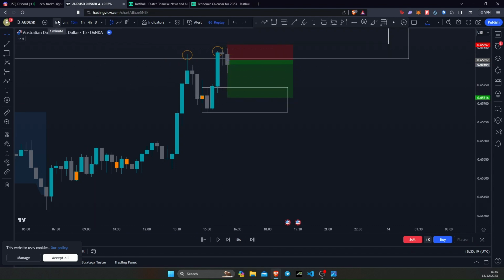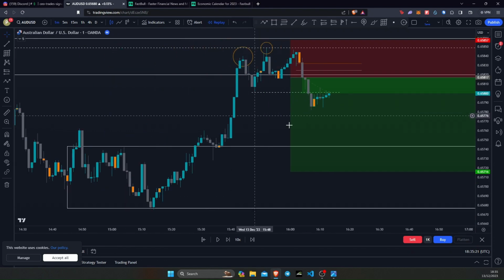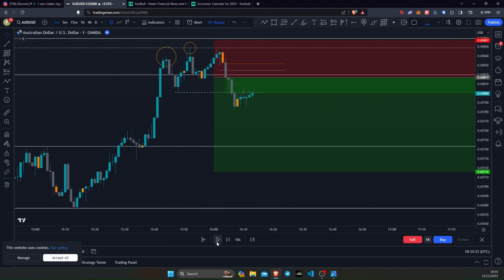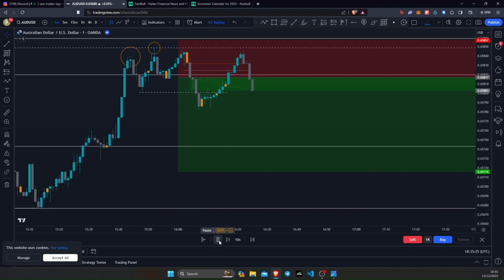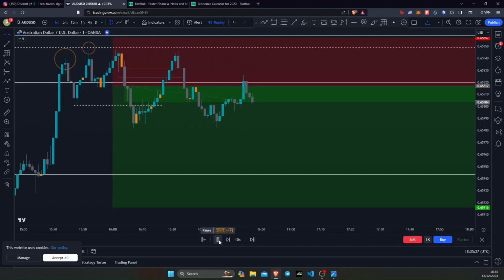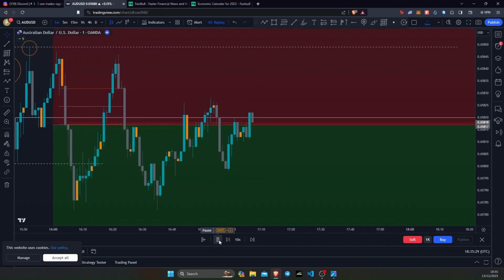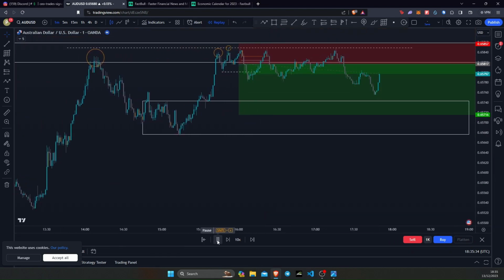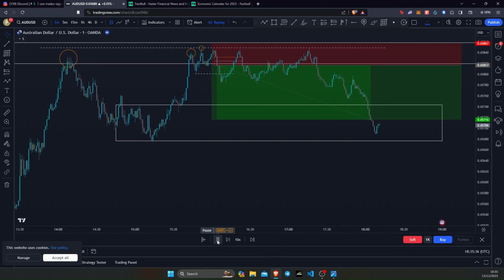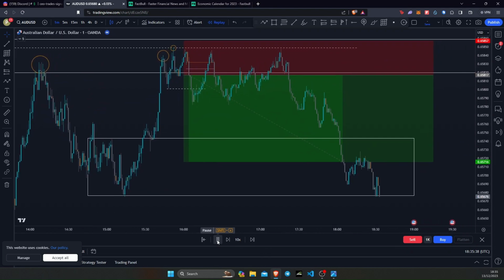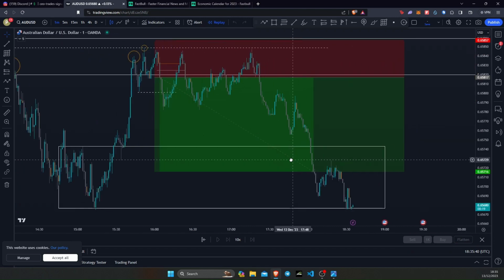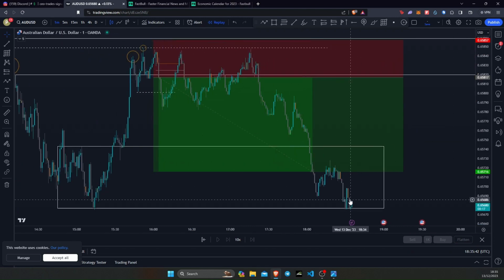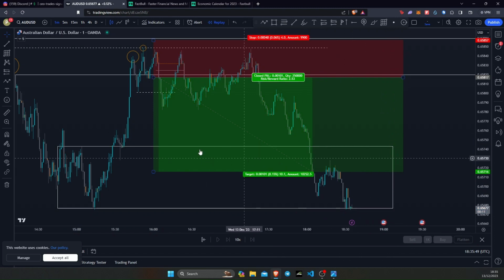Now that I've got my entry, stop loss, and take profit all set, all we do now is simply wait. Price taps us in, comes back, does its thing, and then eventually plummets straight down to the take profit, and bang, there we go. This trade has literally just closed out, and as you can see, we are currently in the live markets, and price is still inside of this 15-minute zone. However, the trade played out beautifully.